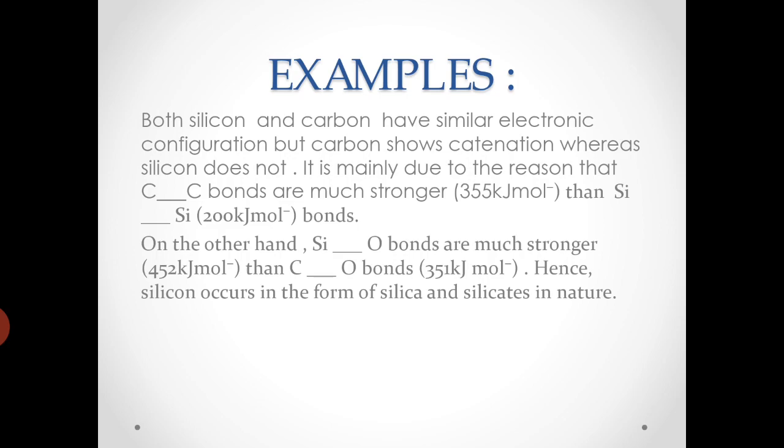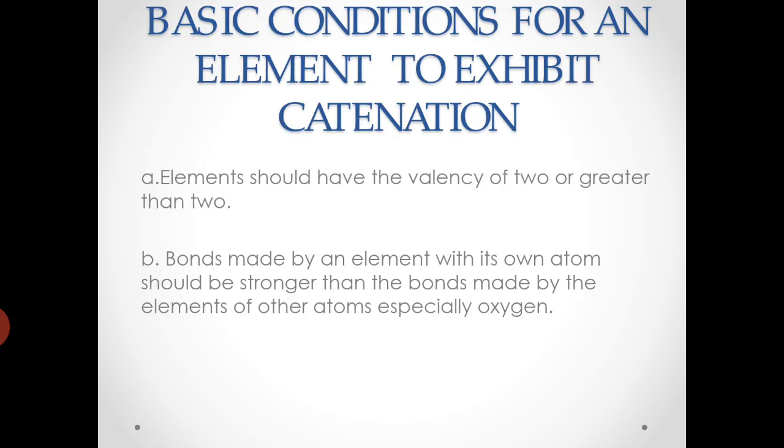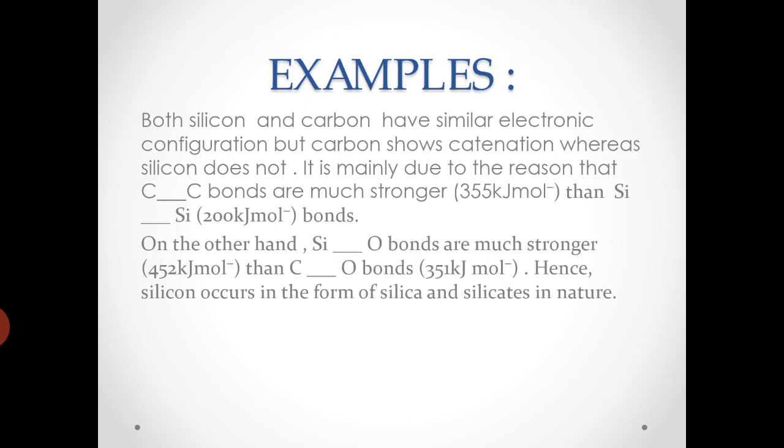Hence, silicon occurs in the form of silica, SiO2, and the silicates in nature. So students, what is the second condition? That the bonds made by the element with its own atom should be stronger than the bonds made by the element with other atoms, especially oxygen. So you can see that the carbon-carbon bond is stronger than the carbon-oxygen bond, but the silicon-oxygen bond is stronger than the silicon-silicon bond. So silicon can't exhibit the property that is catenation, because the second condition is not fulfilled.